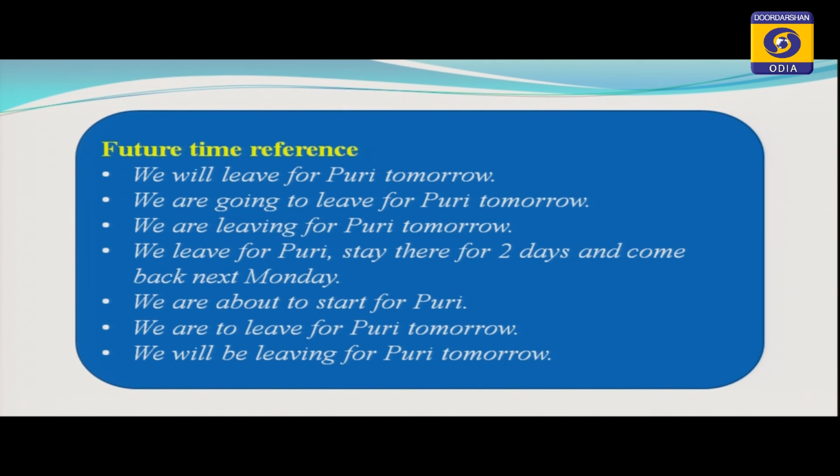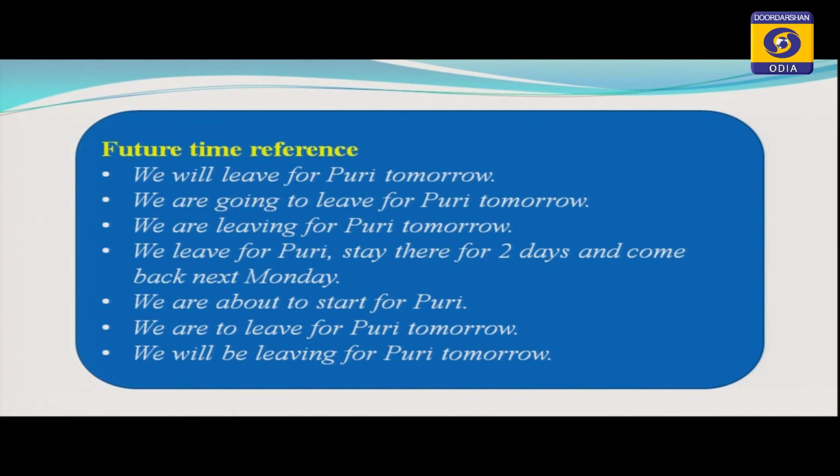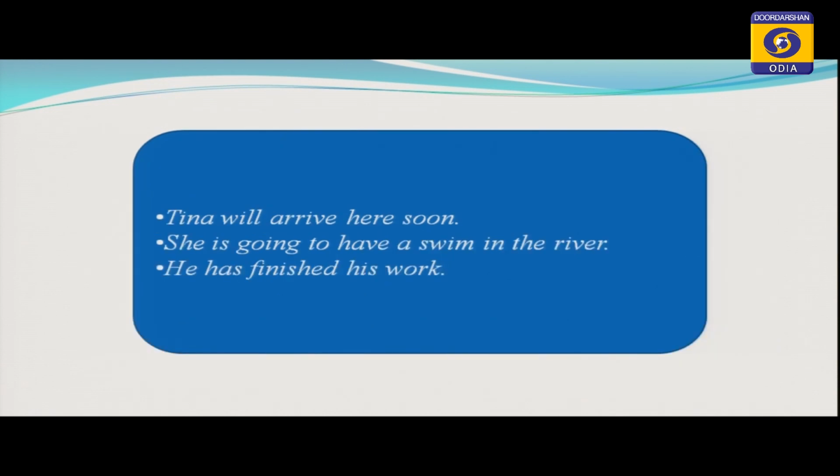You see the style of the sentence. It is a complex sentence, and no doubt you can understand that it refers to future time. "We are about to start for Puri", there also you find a reference to future time. "We are to leave for Puri tomorrow": am to, is to, are to, have to, will have to, shall have to, they all refer to future time. "He will be leaving for Puri tomorrow" refers to future time.